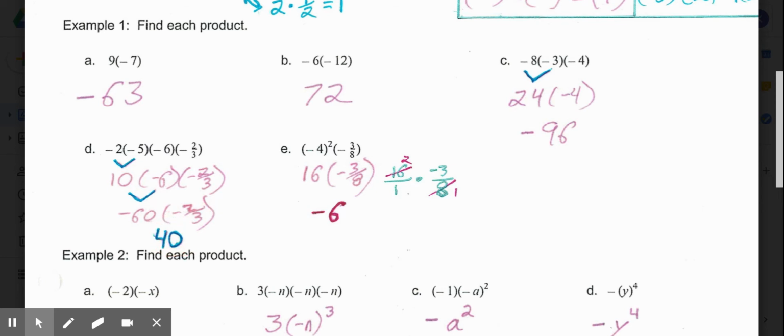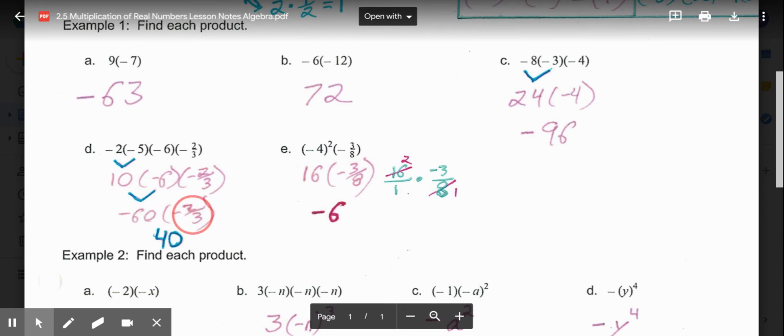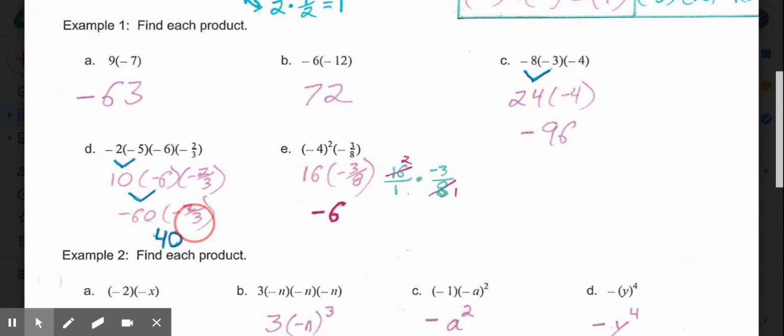And the shortcut again to multiplying a whole number times a fraction: a negative 60 divided by 3 is a negative 20, multiplied by a negative 2 is 40.